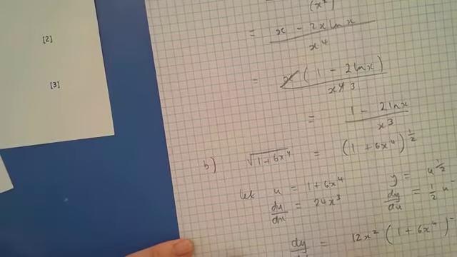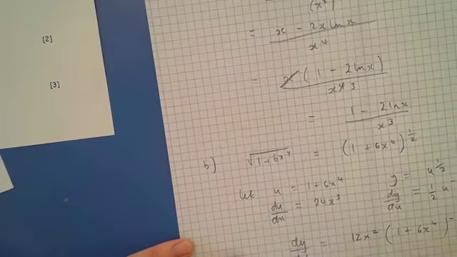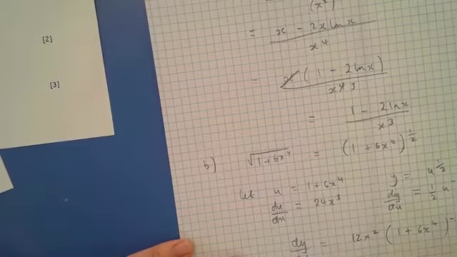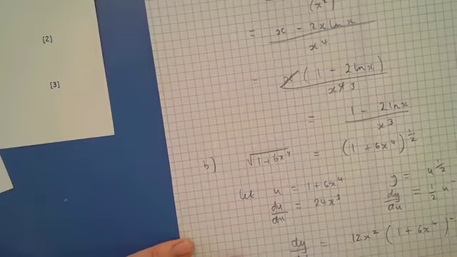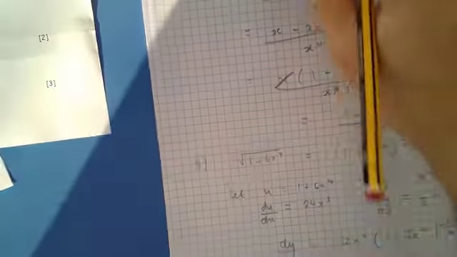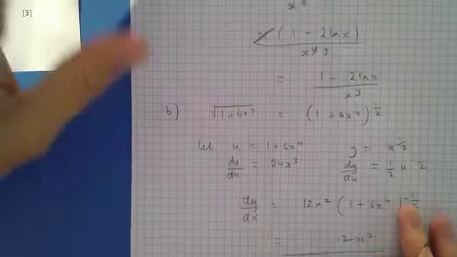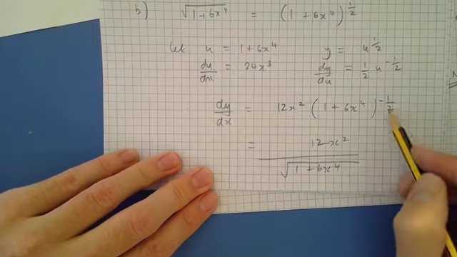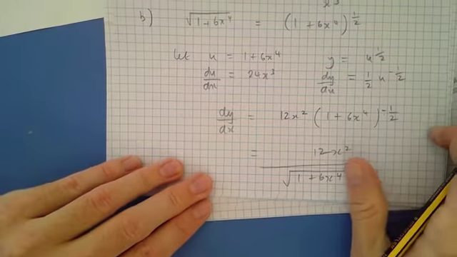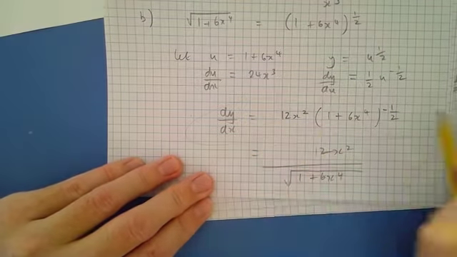That is correct, but you might see it in the mark scheme written as 1 plus 6x to the 4, like that, and then the square root like that. Oh, you can't see what I'm doing. That would be another version of writing it, because the minus means 1 over, and then the half means square rooting, so that might be the very final answer. But that line there is technically correct.